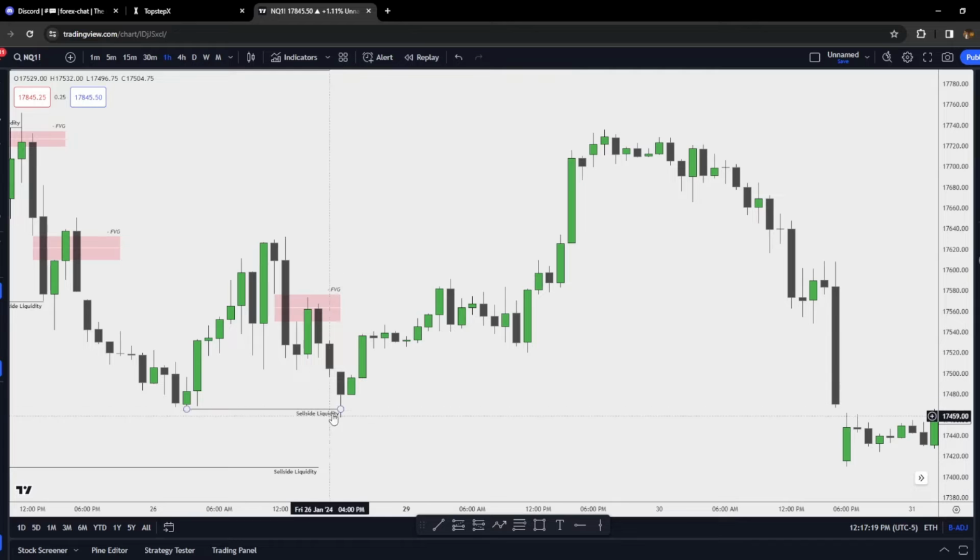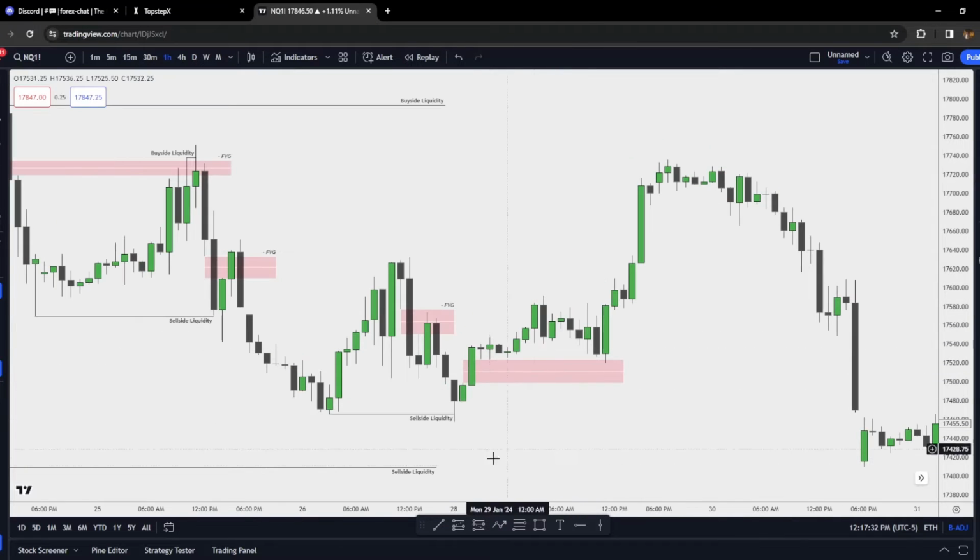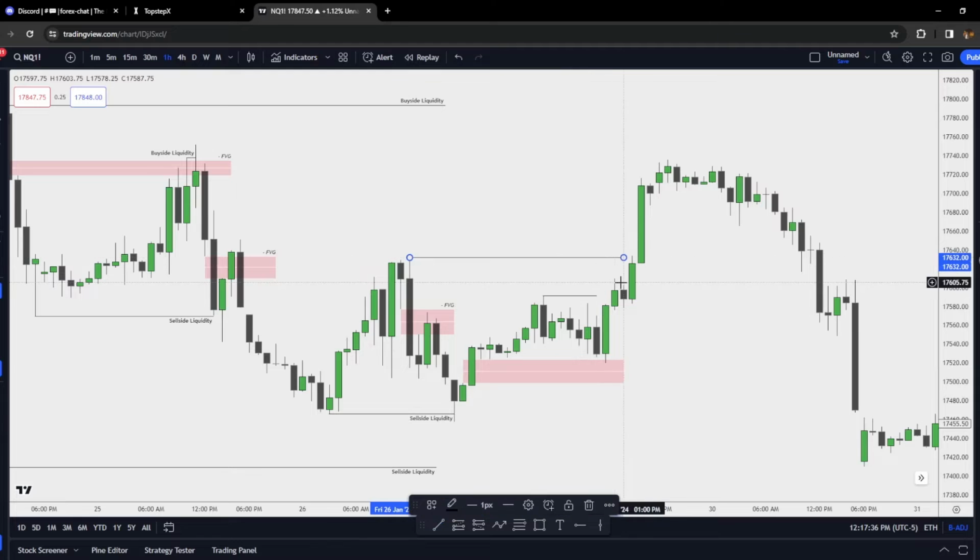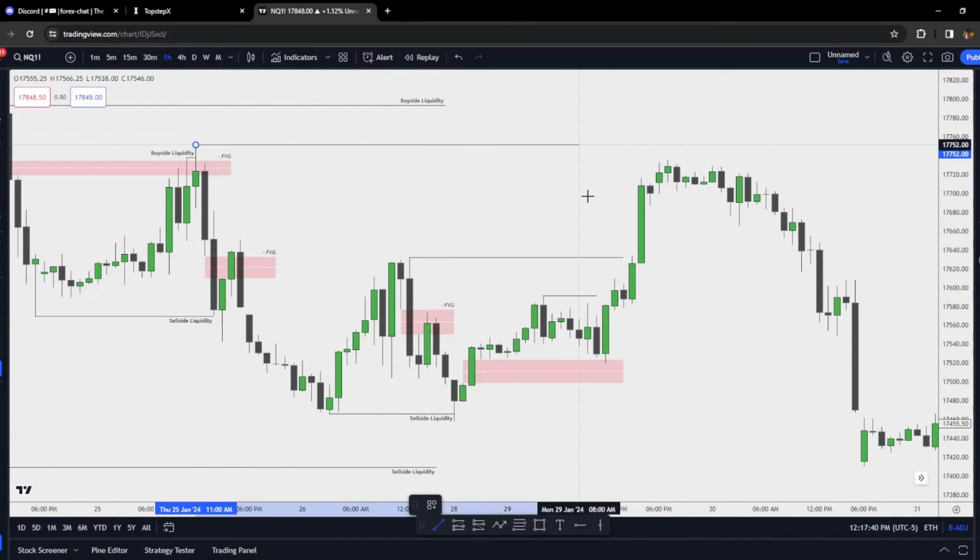So notice right here when we sweep that sell side level, we get immediate displacement higher. We create a fair value gap. So we mark this fair value gap out. Notice right here we tap into it. So we would go to the lower time frame to see if we want to return to this high, maybe even this high up here based upon displacement in the market. So let's go down to the 5-minute and see what happened after we reached this.